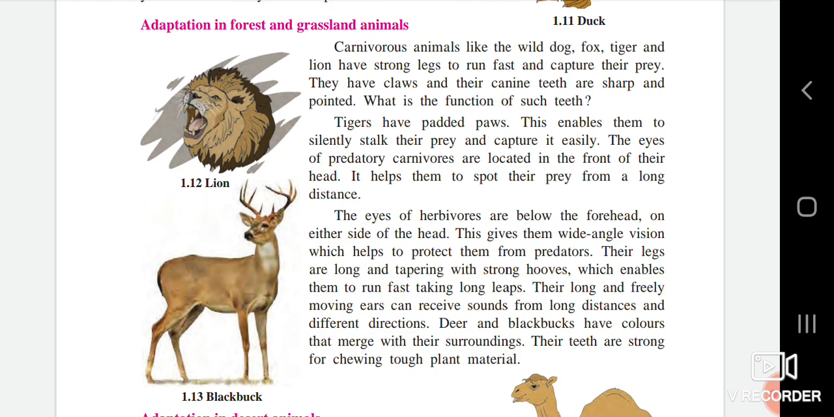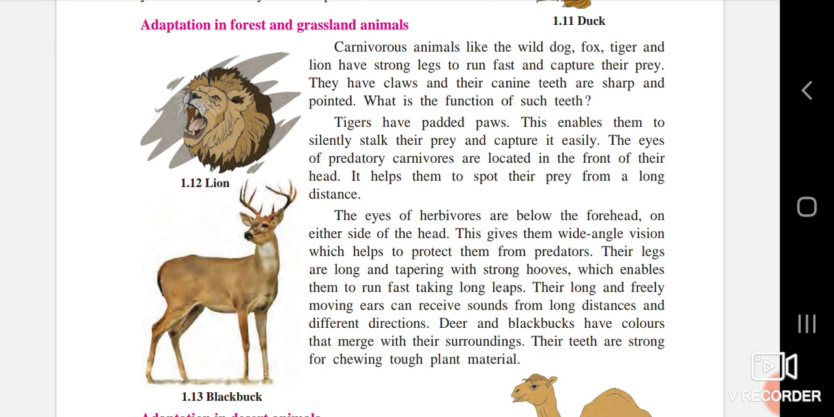Now adaptation in forest and grassland animals. Animals who are living on land, that is grassland, are either carnivorous or herbivorous. Carnivorous animals eat the flesh of other animals and herbivorous animals eat green plants or grasses. Now carnivorous animals attack the other animals for food. They have to survive, so they have to eat something. So they attack the other animals. What are the features which help them to do this?